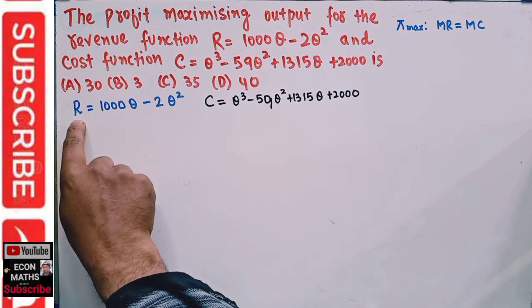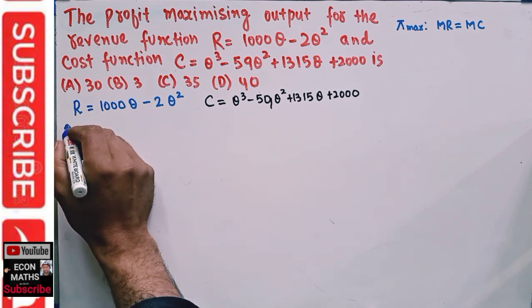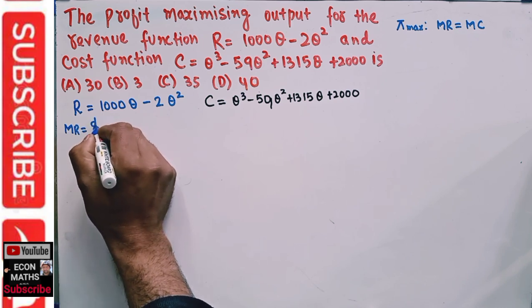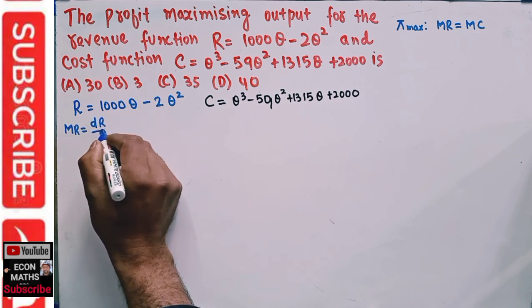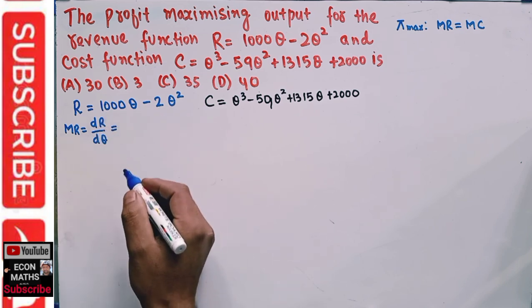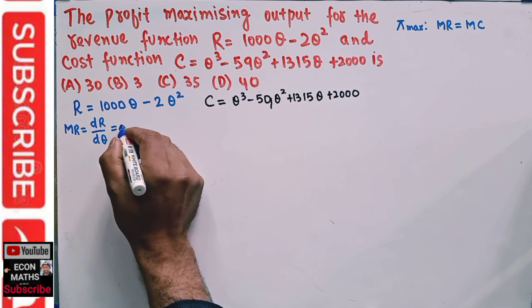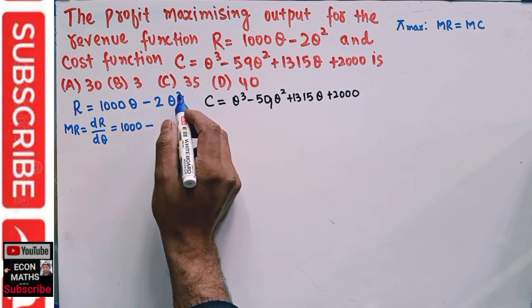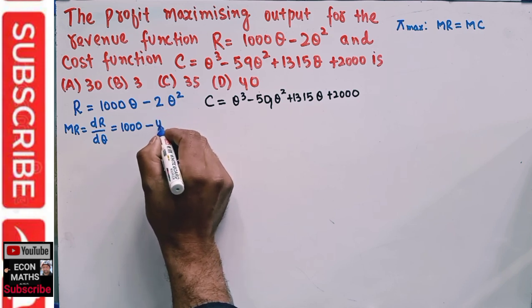So this is the total revenue function. To find the marginal revenue, we know marginal revenue is simply the derivative of the revenue function with respect to output. Taking the derivative of this function with respect to Q, the derivative of Q is 1, so we are left with 1000 minus the derivative of Q², which is 2Q, so 2 into 2 is 4Q.